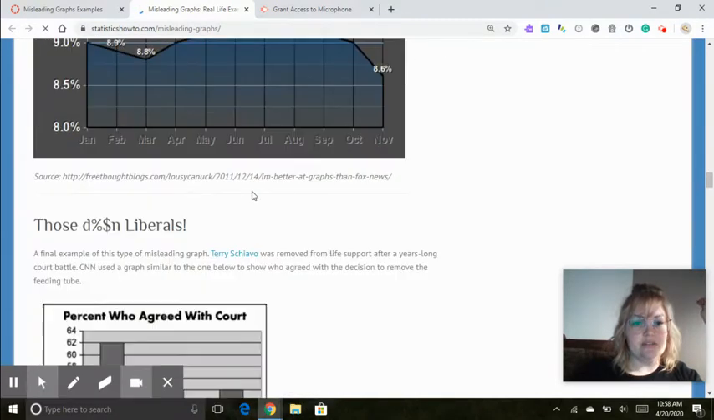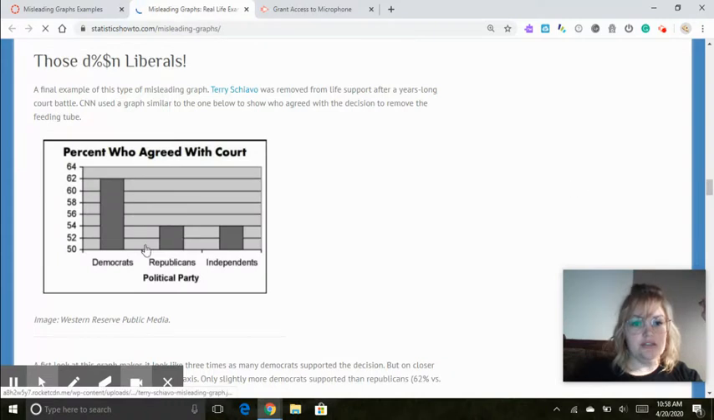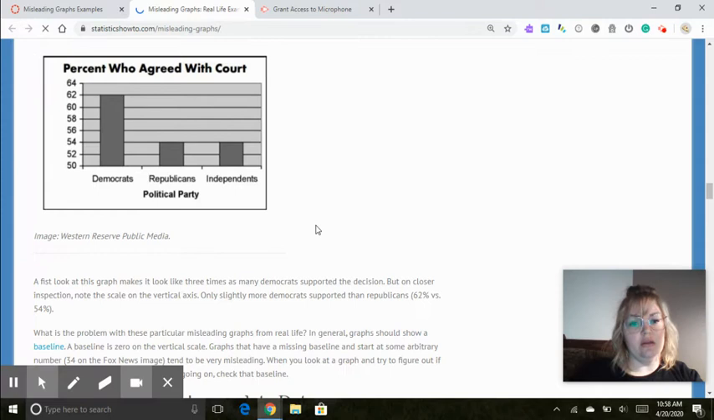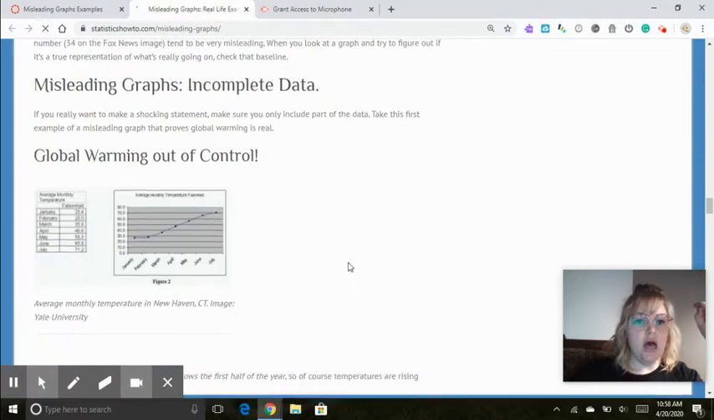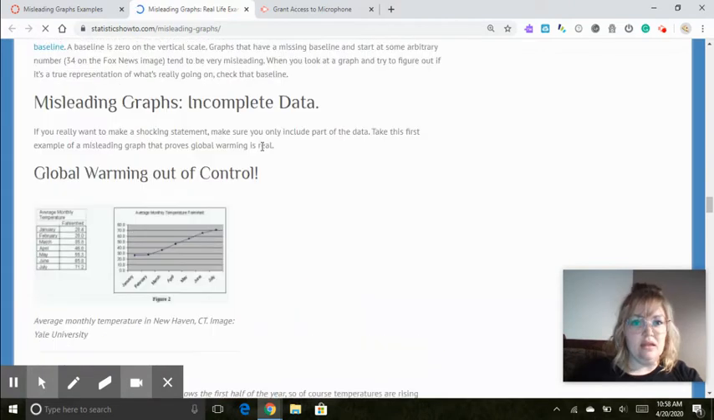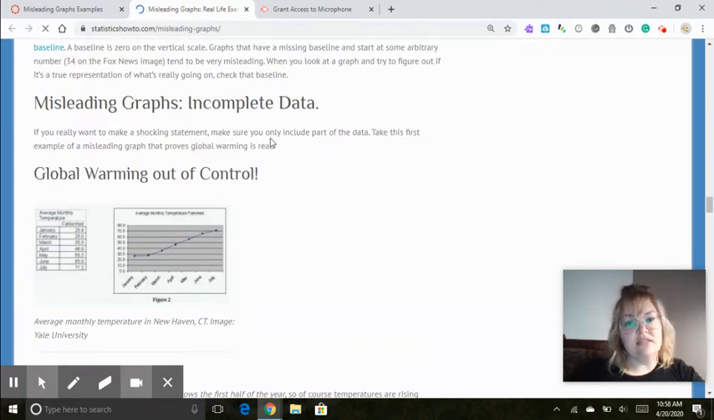Anyway, here's another one. The y-axis doesn't start at 0, and it showed that so many more Democrats agreed with the court than Republicans or independents. Again, misleading graph. And then, anyways, it goes on. I just want you to look at the examples. Y-axis, like I said, needs to start at 0.